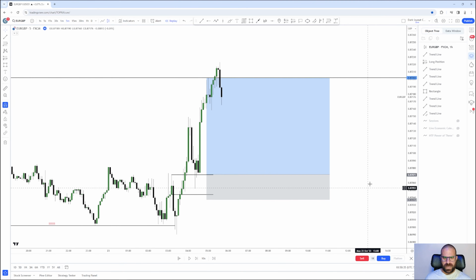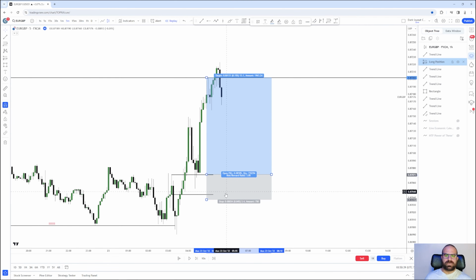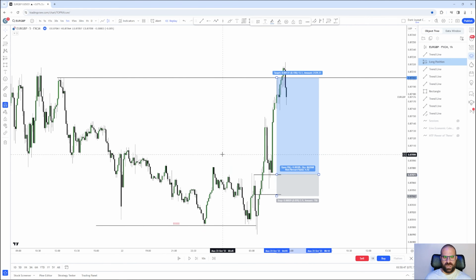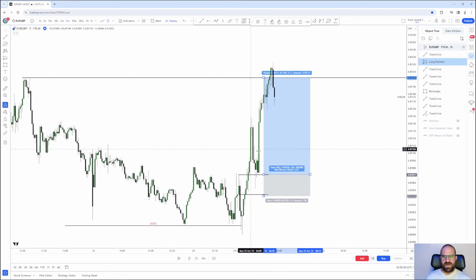Now we win this move right here, and if you were very aggressive and placed your stop loss right below this area, this would be even more, but if you do that, you will be losing many more times than you expect.